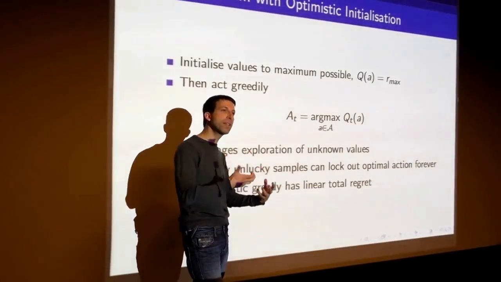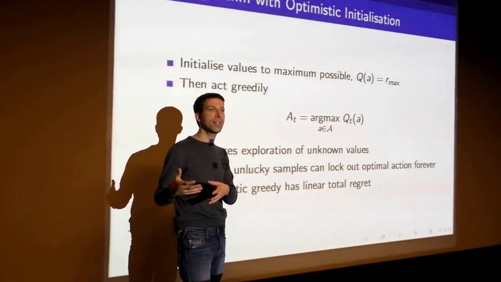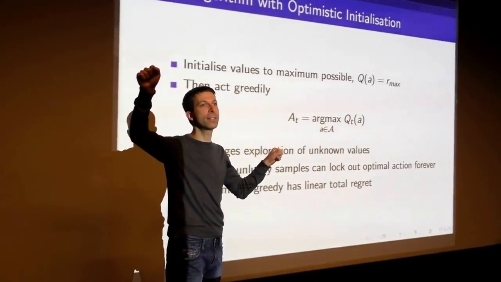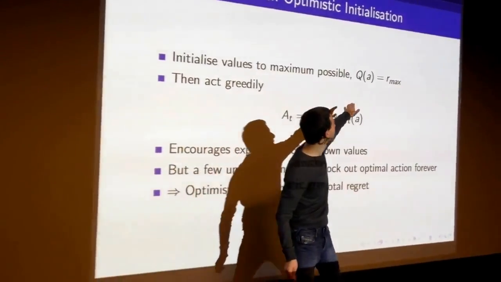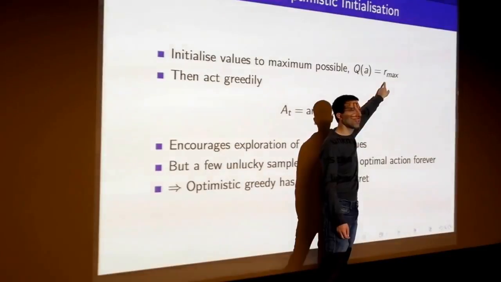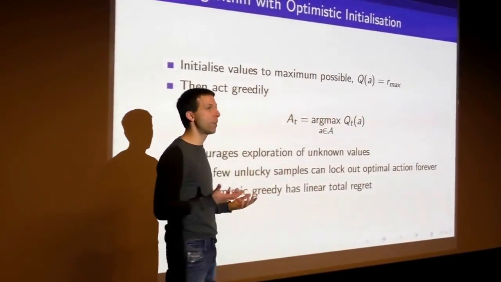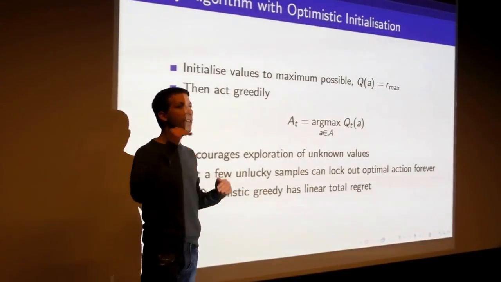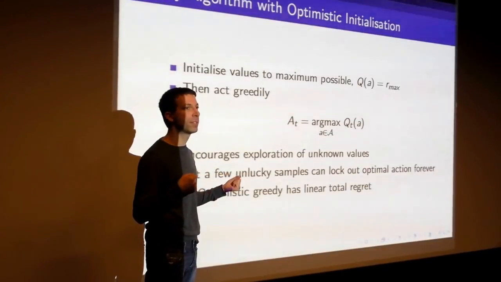So this is the simplest version we'll see of optimism in the face of uncertainty. We're not going to measure the uncertainty. We're just going to assume that everything is really good until proven otherwise. So we're going to assume that all of our actions pay out the maximum possible. So for this algorithm, we need to know the maximum possible. For many of the others that we'll see, we don't. So if we know the maximum possible, then we just initialize all our estimates to that maximum possible, and then we act greedily from that point onwards.